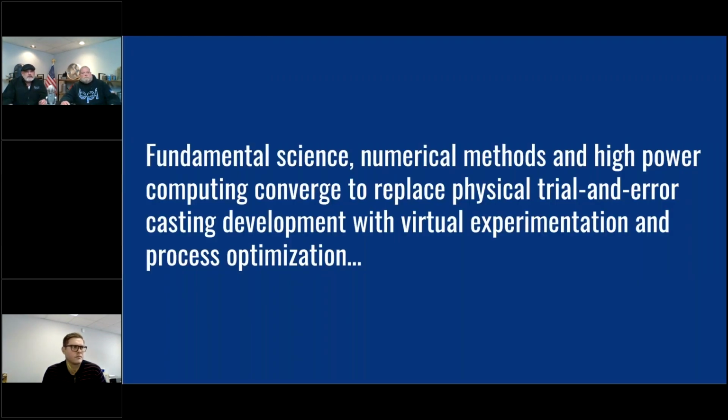And so basically, once again, to recap what I just described in the first opening slides, fundamental science, numerical methods, and high power computing converge to replace physical trial and error casting development with virtual experimentation and process optimization. Over 5,000 years, metal casters persevered in advancing metal casting technologies by being patient and learning from physical trial and error. But we would like to avoid that.